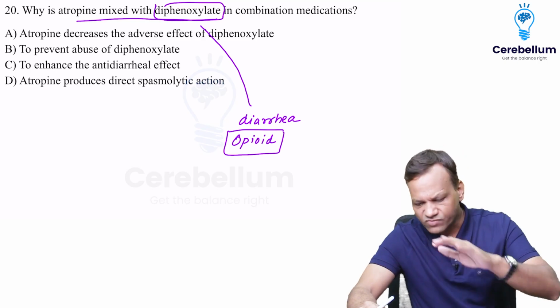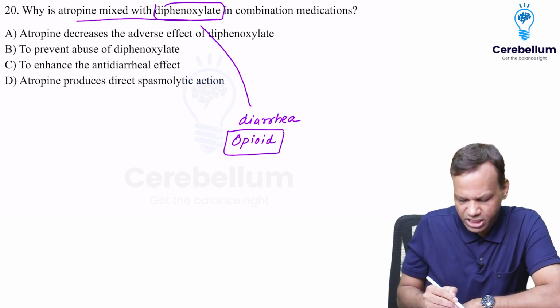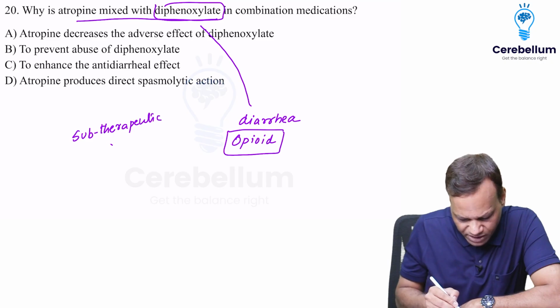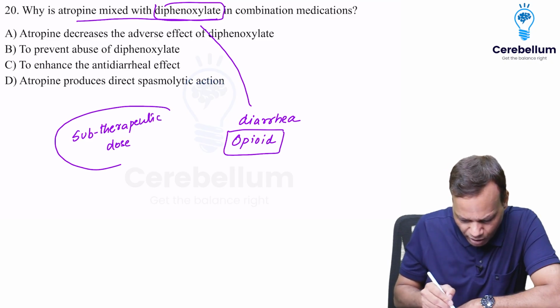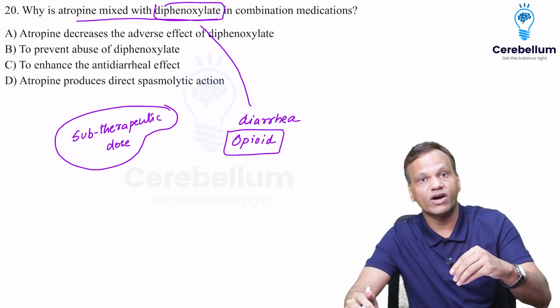So what we have done is we do not give diphenoxylate alone. It is always given in combination with a very small amount of atropine, which is called a subtherapeutic dose. So we give a subtherapeutic dose of atropine along with diphenoxylate. It is never available alone. Now what is the advantage?